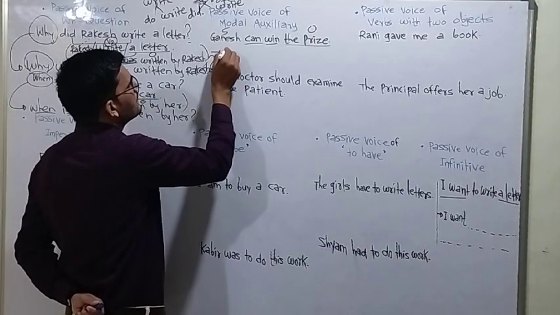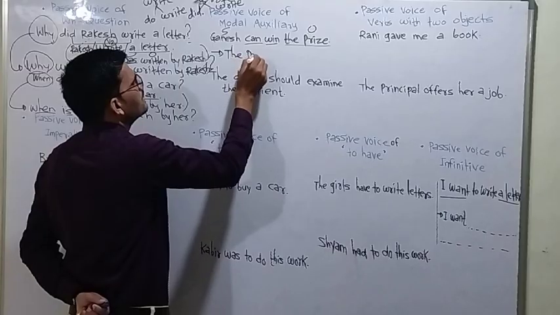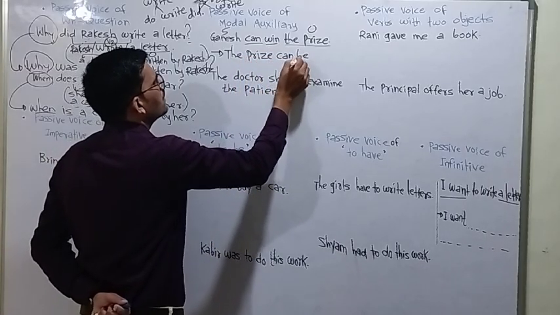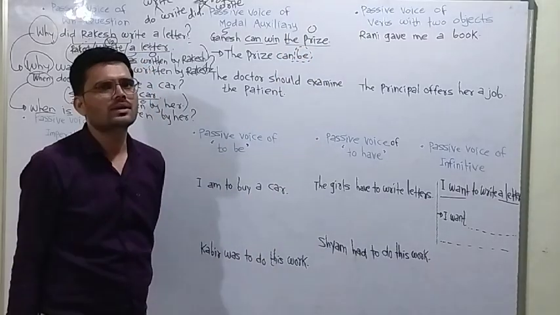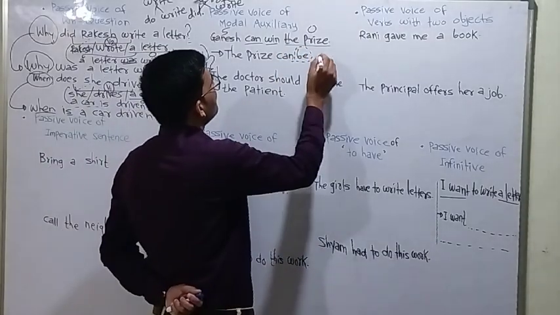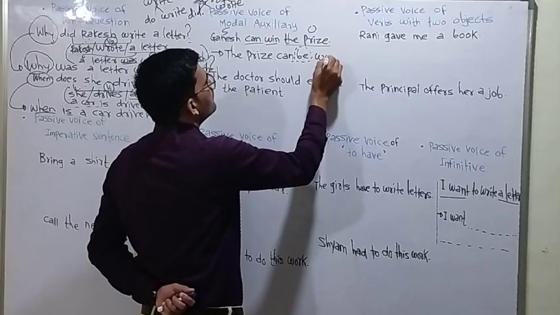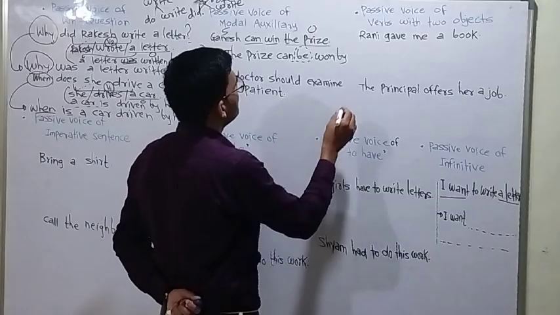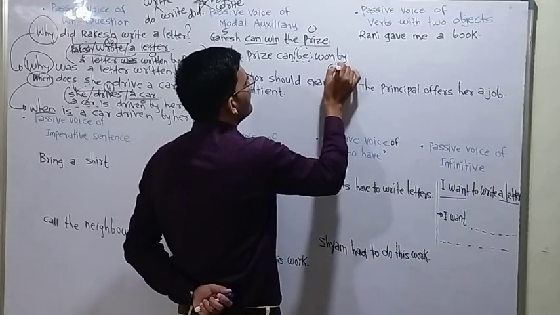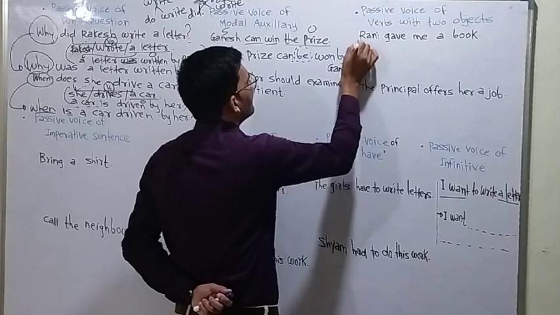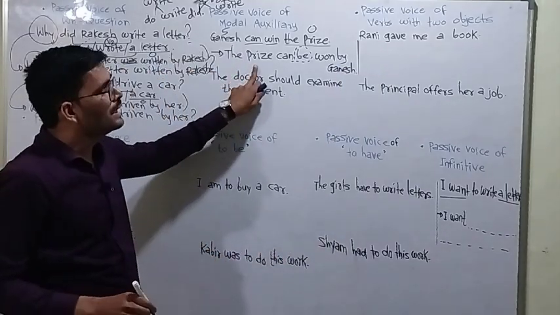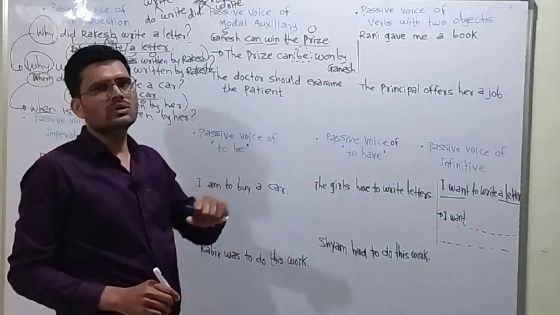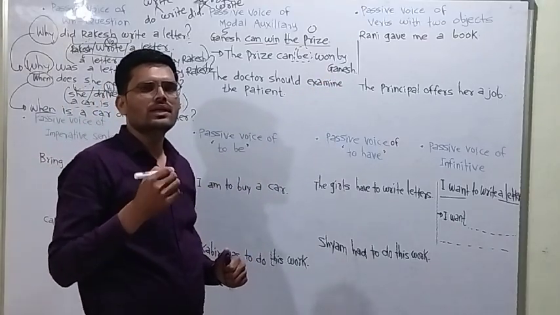The prize can be won by Ganesh. Here a new word is coming, and the name of that particular word is be. So, the prize can be won by Ganesh. That is the answer. So we have to know the forms of a verb: win, won, winning, in this way.